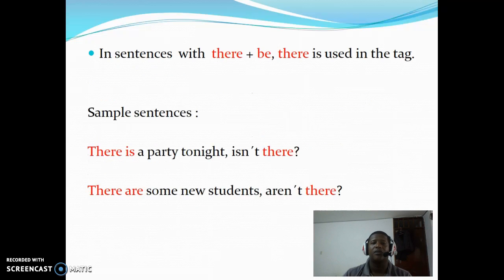Now let's see another one. In sentences with there plus be, there is used in the tag, so it cannot be omitted, it cannot be changed. So we continue using there in the tag. Some sample sentences: There is a party tonight, isn't there? There are some new students, aren't there? So remember, we always preserve there. It cannot be omitted, cannot be changed.